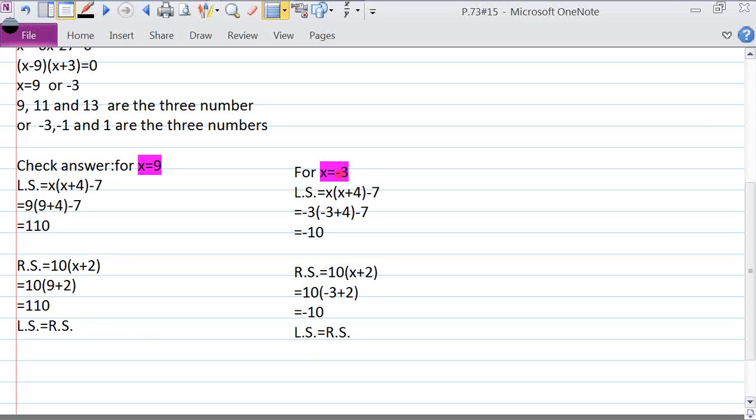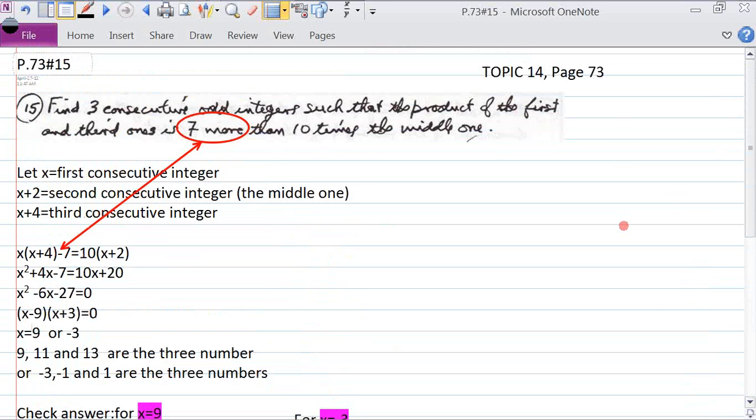Now, if I take minus 3, and I do the left side over here, I place this x, minus 3 plus 4. So that gives me minus 3 times 1, which is minus 3. And then I subtract 7, which is, of course, taken from here. And I get minus 3 minus 7, I get minus 10. The right side is 10 times (x plus 2). Minus 3 plus 2 is minus 1. 10 times minus 1 is minus 10. So I get the right side equal to the left side.